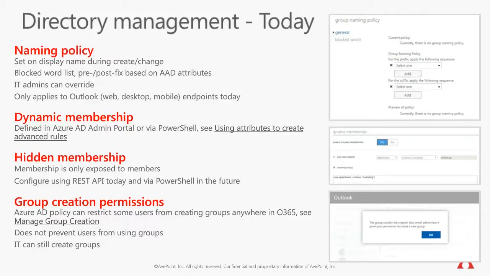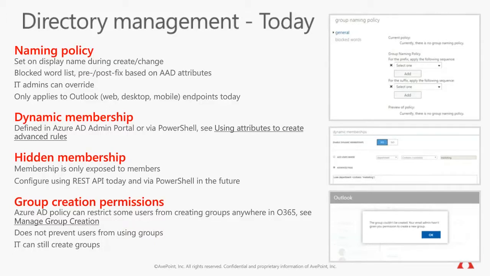Other things that you can do in Azure AD is set group creation permissions. So one strategy that a lot of organizations are using, and you have to do this through PowerShell, is you can go in and actually create a policy template that says only select groups of people, and you use security groups for this, only select groups of people are allowed to create Office 365 groups.